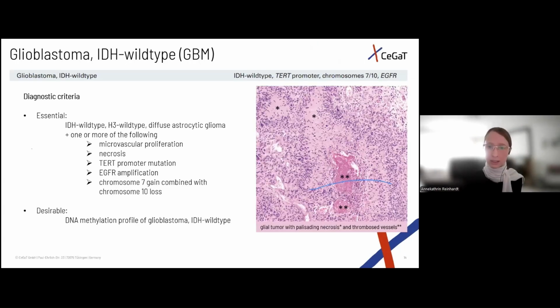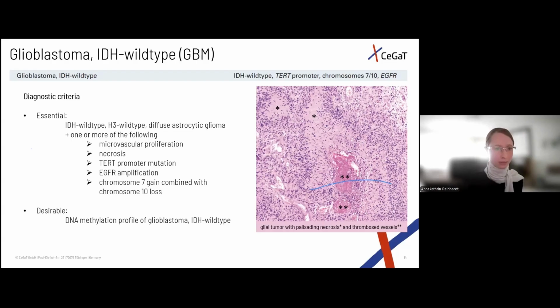And now let's look into glioblastoma, because this is, of course, the most frequent malignant brain tumor in adults and also in elderly patients. So when you are 30 years or older, then glioblastoma gets more and more likely.